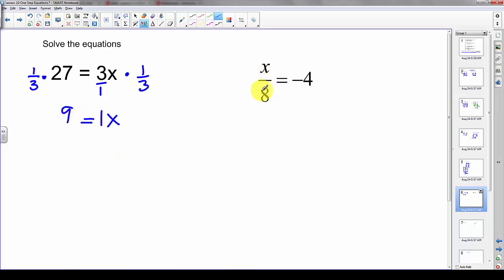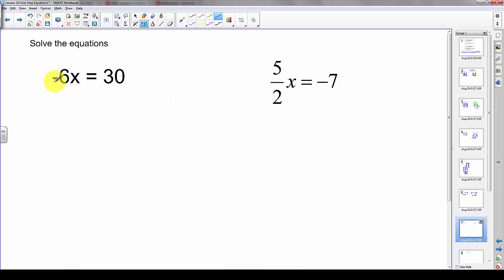In this case, I have a division of 8. Undoing it, I'll multiply by 8 over 1, so then I reduce to 1x. But if I multiply by 8 over 1 to one side, I must multiply by 8 over 1 to the other side. And remember, this negative 4 is like negative 4 over 1. So when I multiply negative 4 by positive 8, I get negative 32.